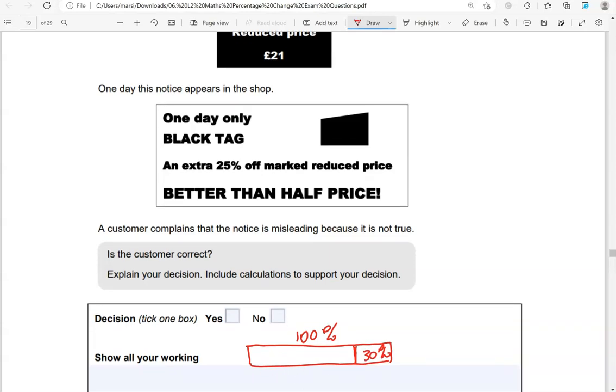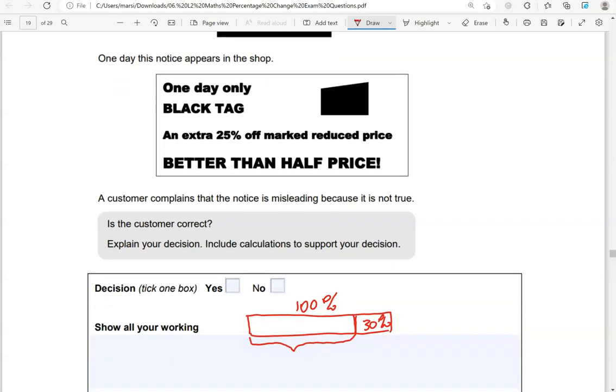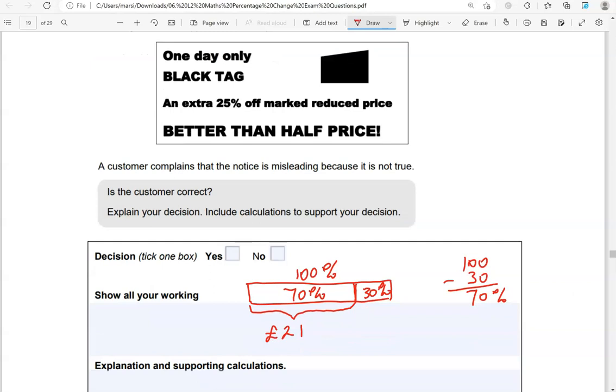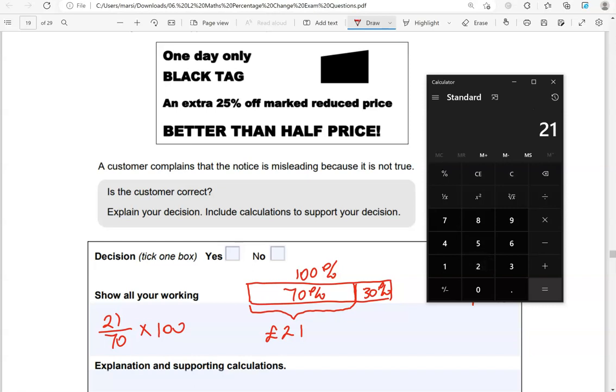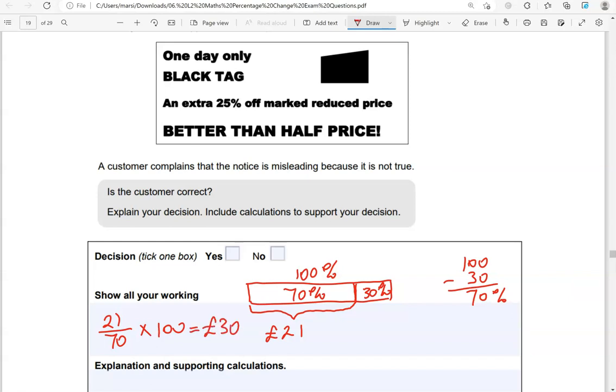Now, after that 30% reduction, that is equal to £21. What's that worth in terms of percentage? So 100%, if you take away the 30%, you're left with 70%. So that's equal to 70%. So if we divide 21 by 70, and then multiply that by 100, we can find out what is the 100% amount, or the original amount, before the 30% discount. So 21 divided by 70 times 100 gives us 30. So the original price was £30.